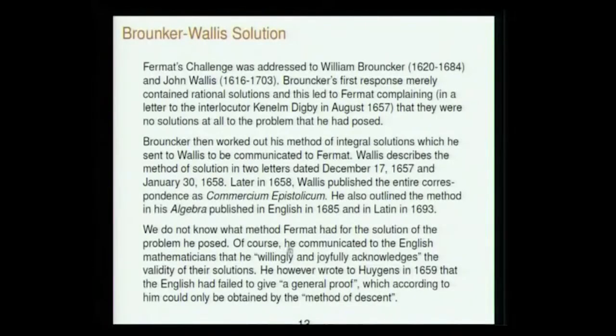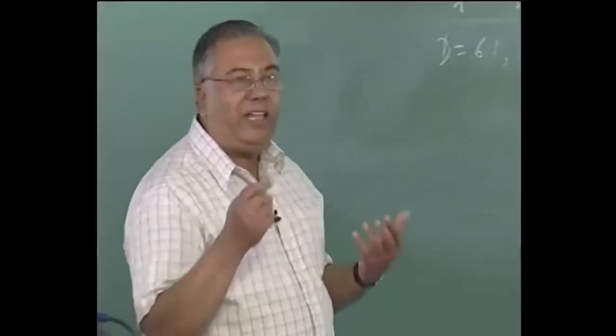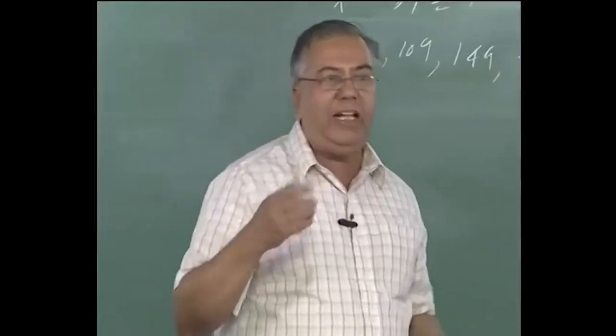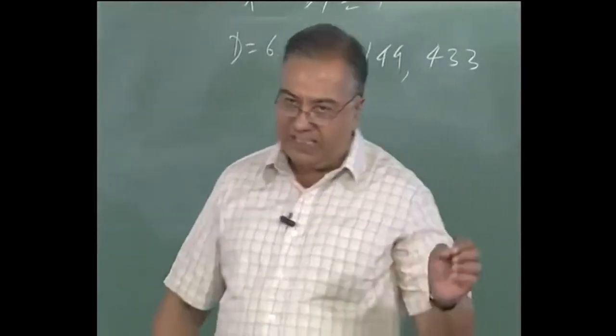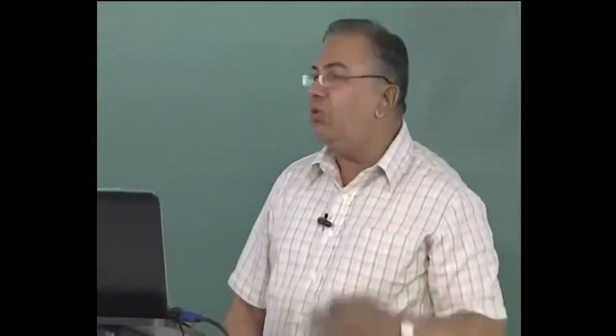Now Fermat of course wrote to the English mathematicians saying that he willingly and joyfully acknowledges the validity of their solutions, but privately he complained to his friend Huygens that they had cheated, they had not given him a general proof that he was asking, and he said this proof must be based upon the method of descent. Fermat proved very little in his long career, but he suggested a lot of theorems for which he wrote in the footnote saying I have a proof which is too long to be communicated here. And many of them were based upon the method of descent.